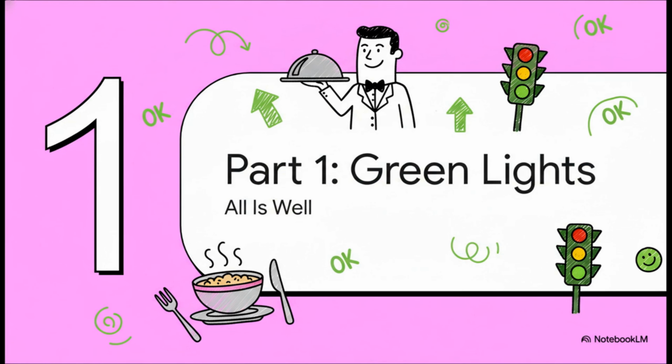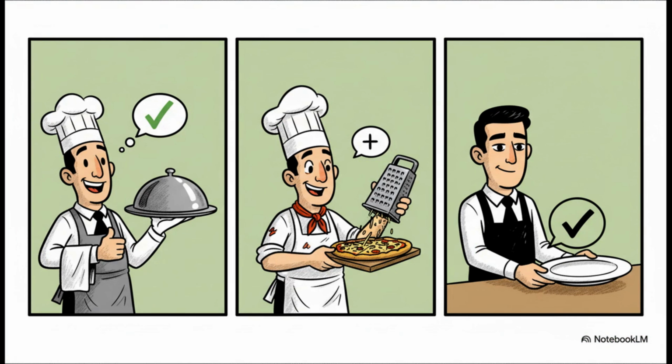Okay, so first up we have the good stuff, the green lights. These are the 200 series codes, and in our restaurant, this means everything is going perfectly. The waiter is smiling, and your meal is on its way. The most common one, and here's the funny part, you'll almost never actually see it, is 200 OK. It just means your order was understood, made perfectly, and brought right to your table.